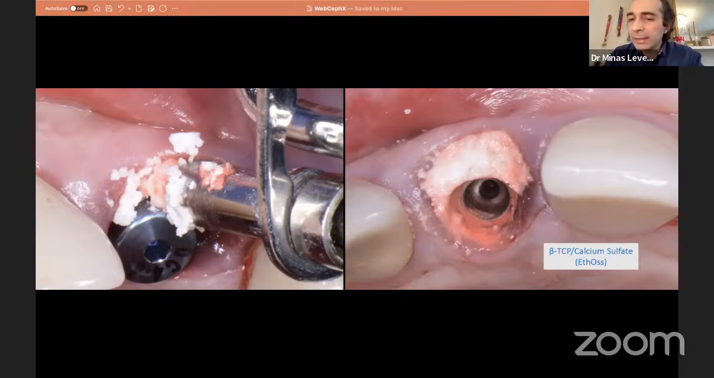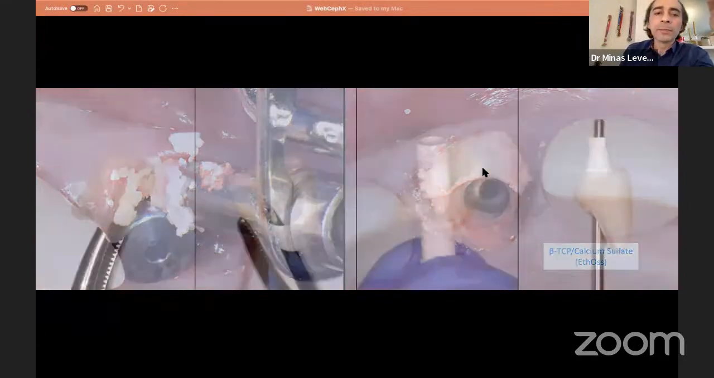Absorbable synthetics, osteoinductive synthetics, can give us the same results. So what we are doing is that we prepare our paste. This is beta-TCP with calcium sulfate. We fill the whole area. So we do buccally and around the implant a dual zone bone grafting with the synthetic grafting material.